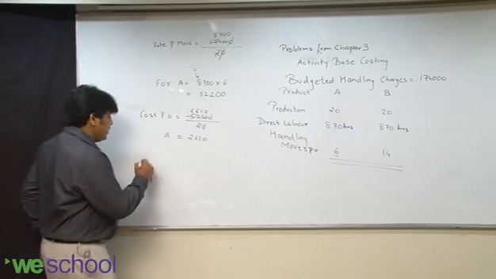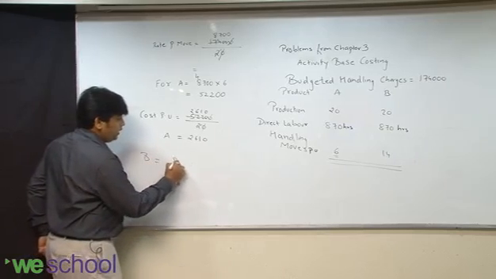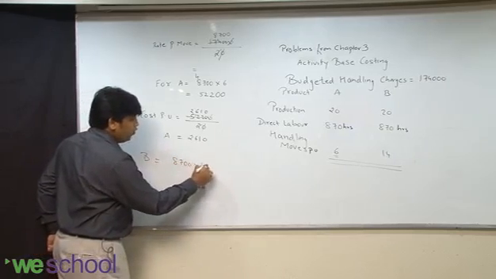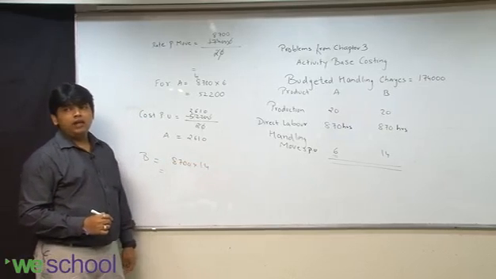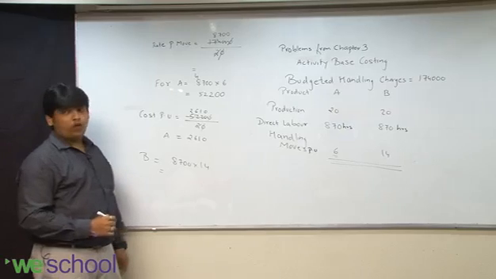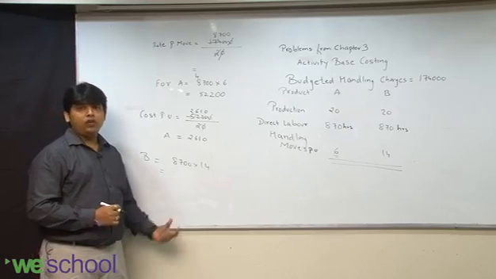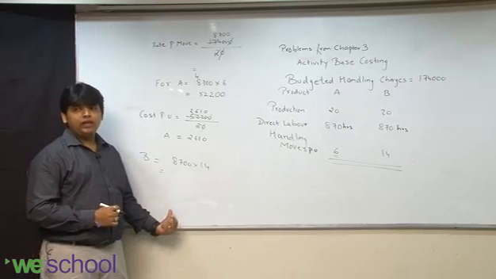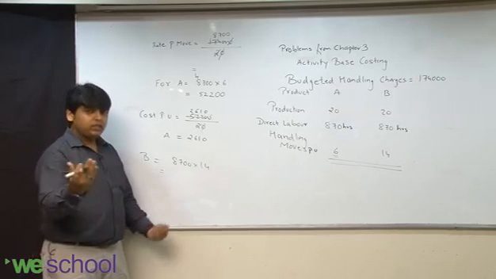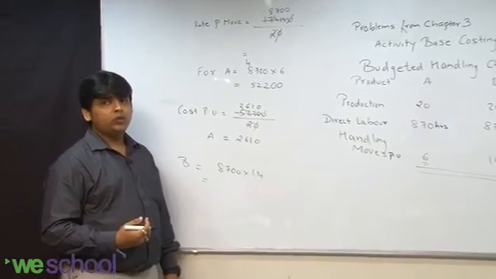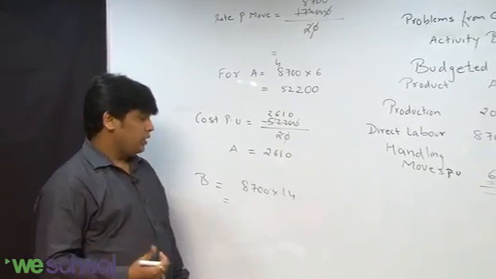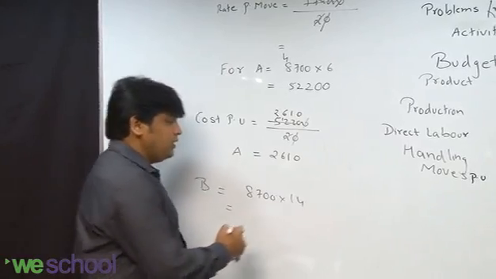Let us see for B. For B, 8,700 into 14. Now can you help me in getting this answer? 8,700 into 14. Actually this is a difficult calculation for me. Can you help me in this? Yes, I am just telling it to you who are watching me. What is the answer?